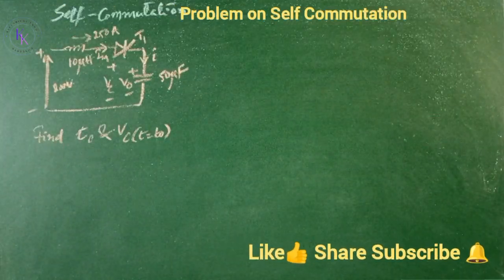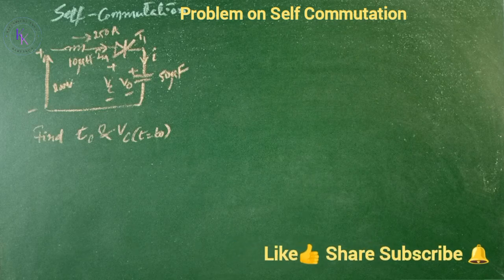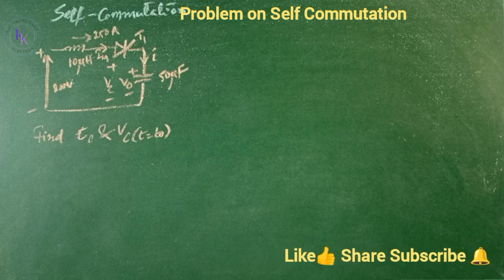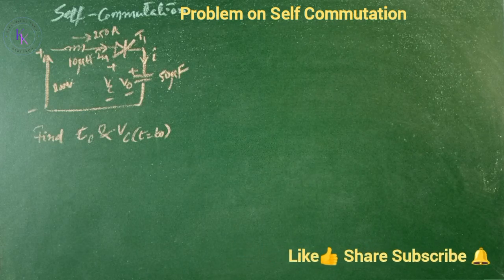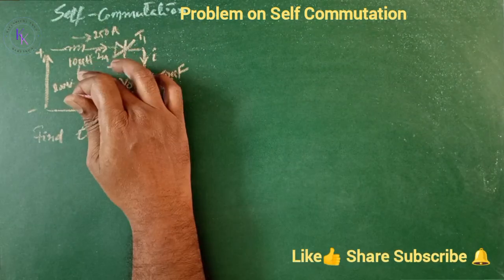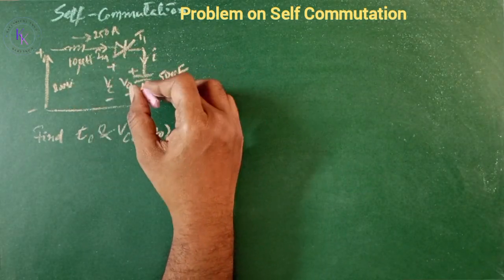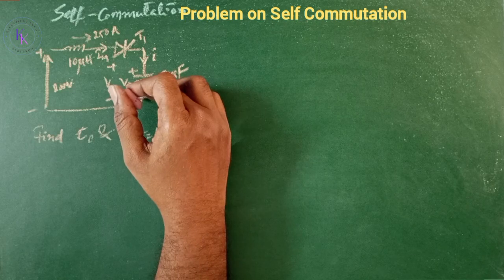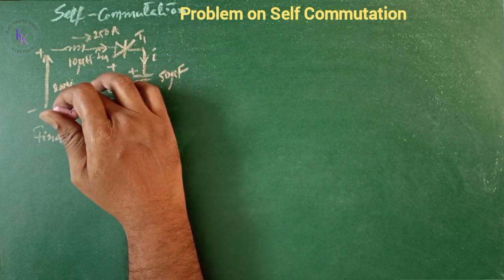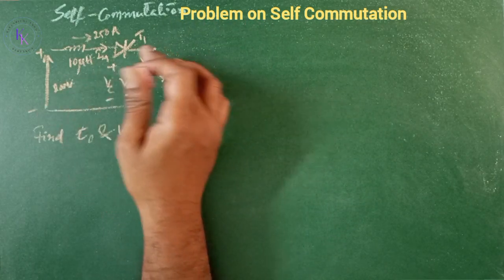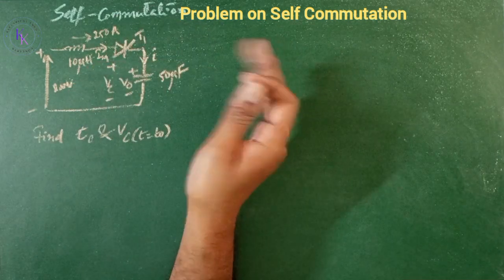Now a problem on self-commutation. Find the conduction time of the thyristor and the capacitor voltage after the commutation, where the inductor is 10 microhenries and the capacitor is 50 microfarads. The initial voltage V0 is equal to Vs, the applied voltage is 200 volts, whereas the initial current Im is 250 amps.